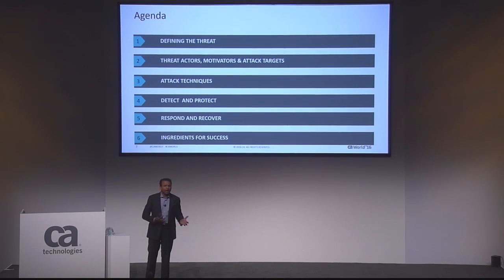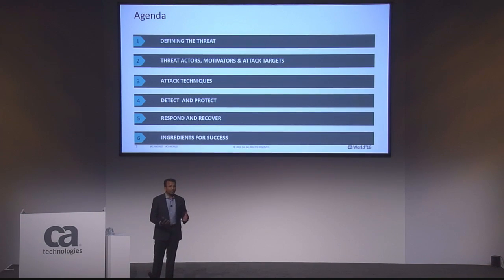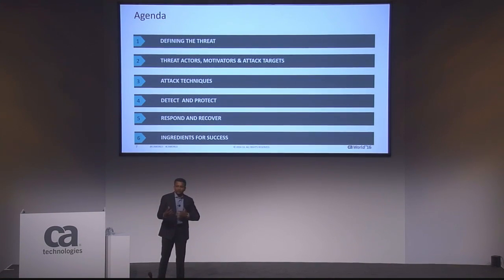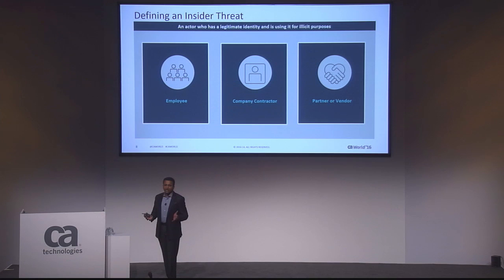So should you have an event happen, what are some of the strategies and plans? Because while it's always good to have an approach to protect and detect, you also want to be able to respond and recover should something anomalous happen. And then I'll talk about what we think are the core components in terms of the ingredients for success. It should be aligned with a lot of the things that are probably in place within your teams and your organizations. So let's define an insider.